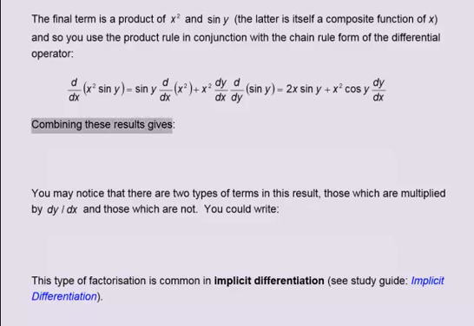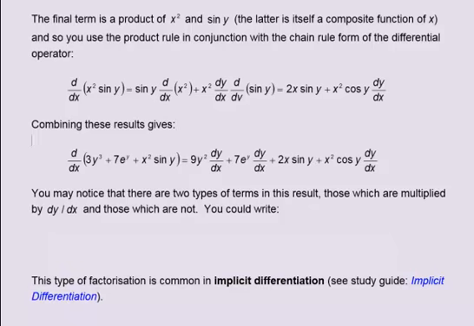Combining these results gives d by dx of 3y cubed plus 7e to the y plus x squared sine y equals 9y squared times dy by dx plus 7e to the y times dy by dx plus 2x sine y plus x squared cos y multiplied by dy by dx. You may notice that there are two types of terms in this result, those which are multiplied by dy by dx and those which are not.